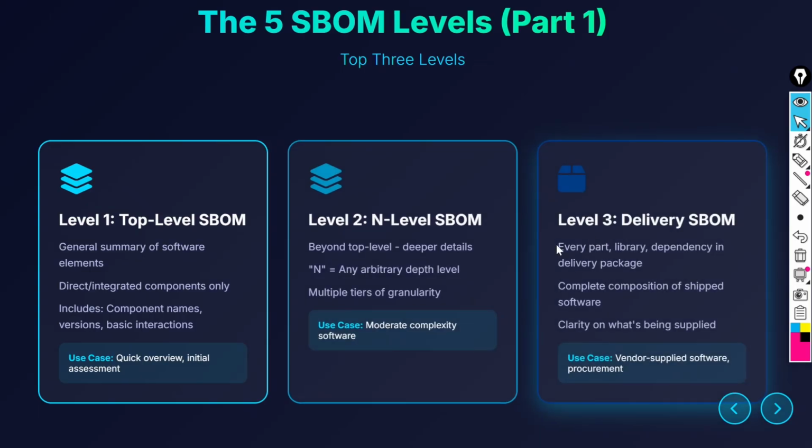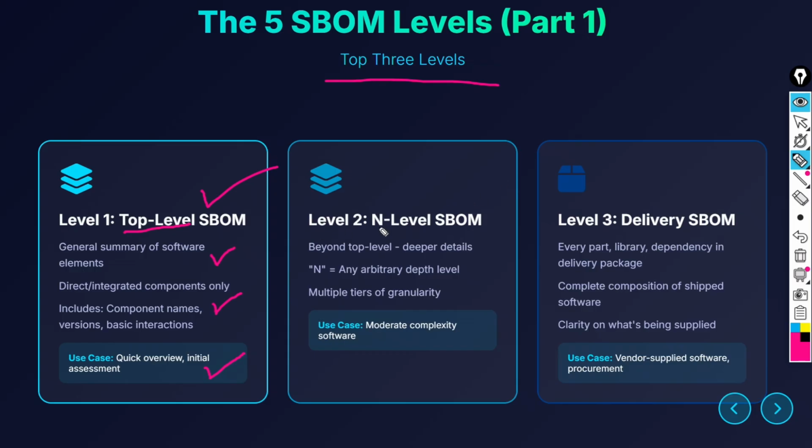So here, let's go with the first levels. The first level is the top level SBOM. The name itself says top level. This is the simplest SBOM. It just lists the main components which are directly used within the software, and it won't provide deep details. It will just provide the name of the component, the version, and how they are connected. Only these details will be provided, and this level of SBOM will be useful when you want a quick summary, a basic checklist, or an inventory.